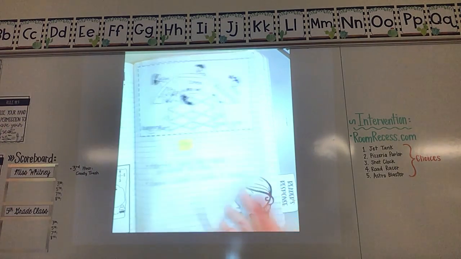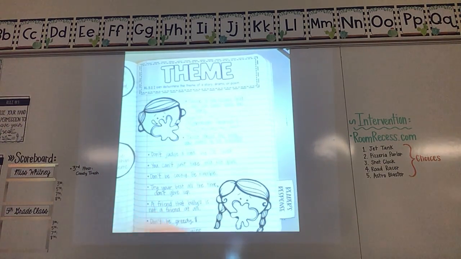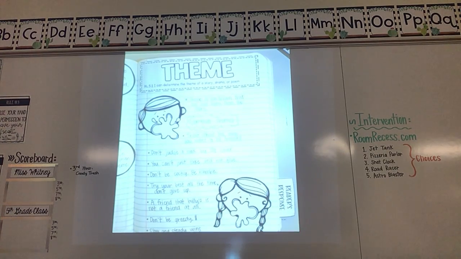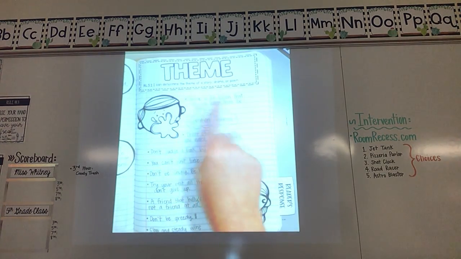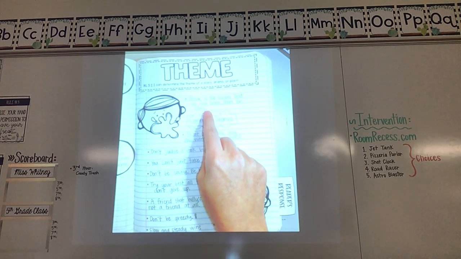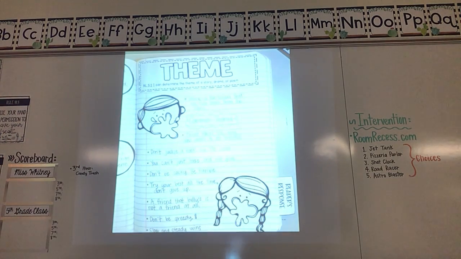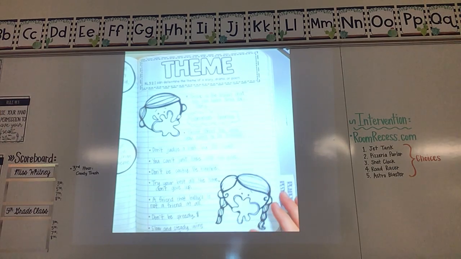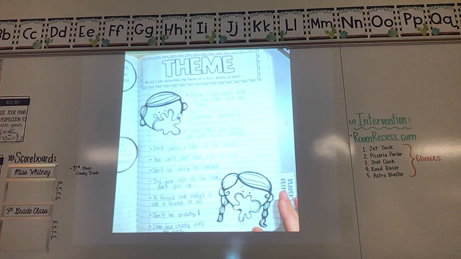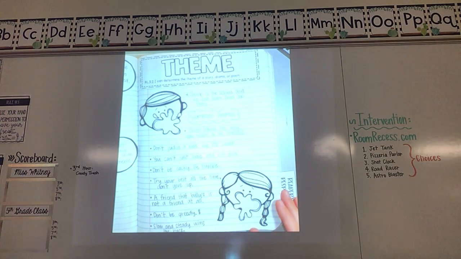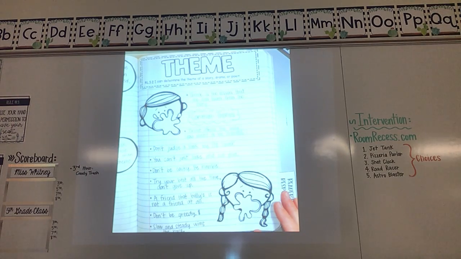And then this week, we are working on theme. So if you remember, theme is the lesson that you can learn from the story. So lots of fictional stories have lessons that we can learn. The important thing to know is that the story is not going to come out and just tell you, the lesson we want you to learn is... You are going to have to figure out what the theme would be.